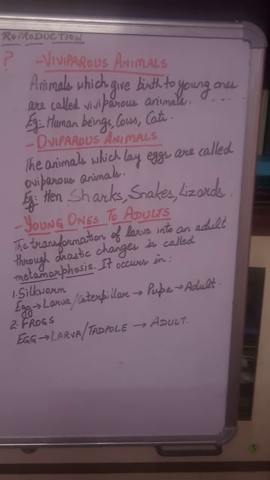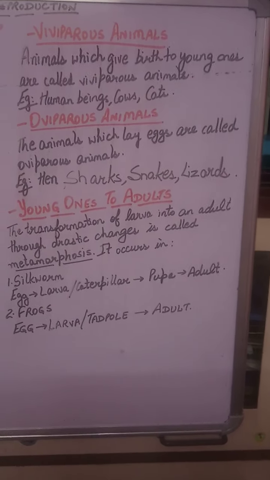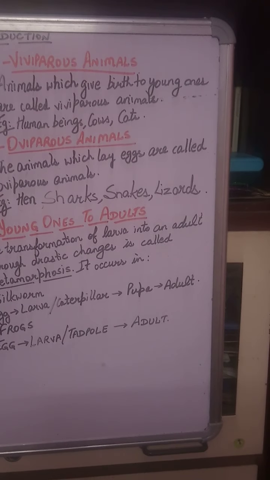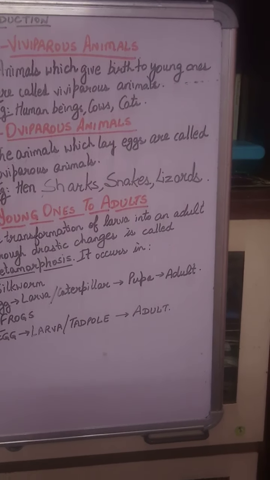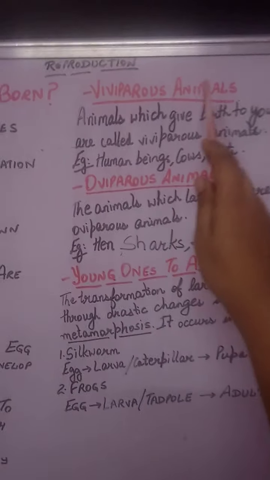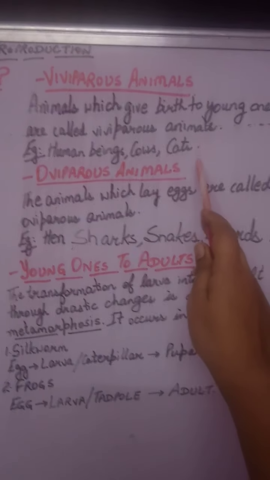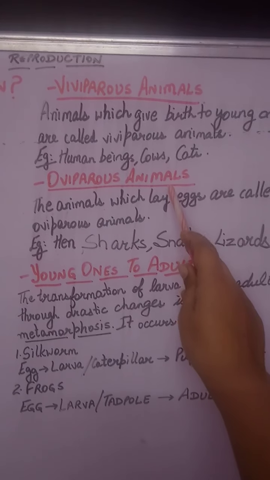They look just like their parents, only the size is different. When they develop, when they grow, when they mature, they will soon become like their parents. So examples of the viviparous animals are human beings, cows, cats. They are giving birth to young ones.